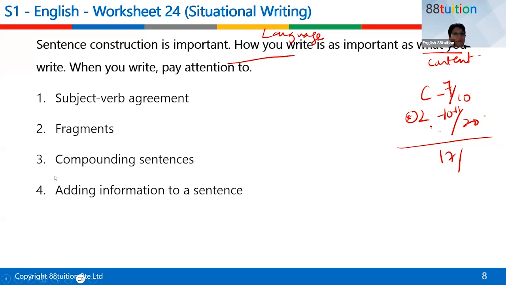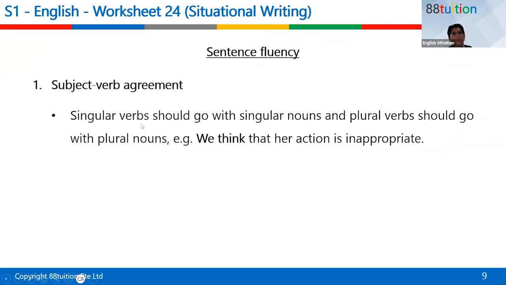Okay, subject verb agreement. What's that? Subject verb agreement you would know, right? SVO. This one you know. Okay, simple. Primary school you learn already. For example, subject will be he. We is subject, think is verb, and the object is her action. That's all. Subject verb agreement. Okay, can? This one you know.